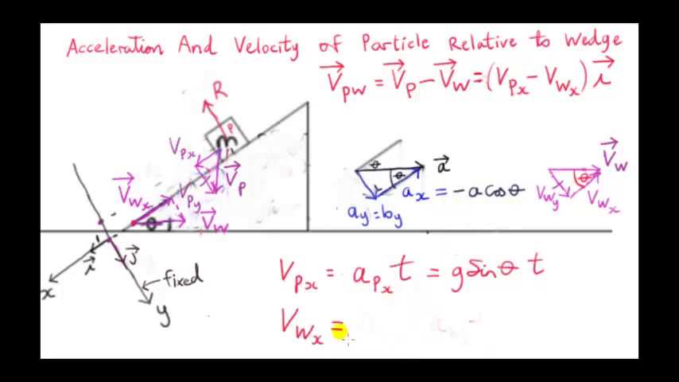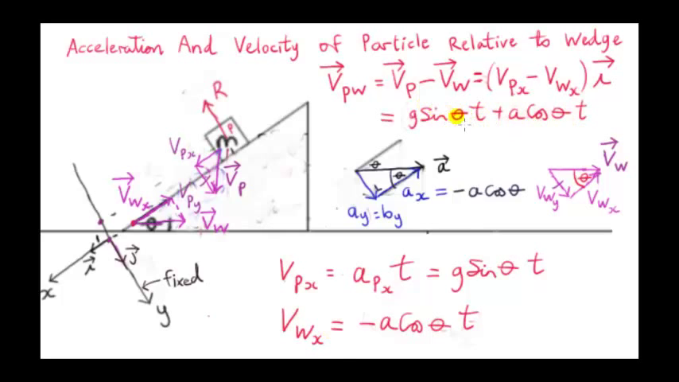And we have the acceleration of the wedge in the x direction. It's minus A cos theta. So A we will have worked out from the previous part, the acceleration of the wedge. Multiply that by cos theta and multiply by time. And we have the x component of the wedge's velocity.